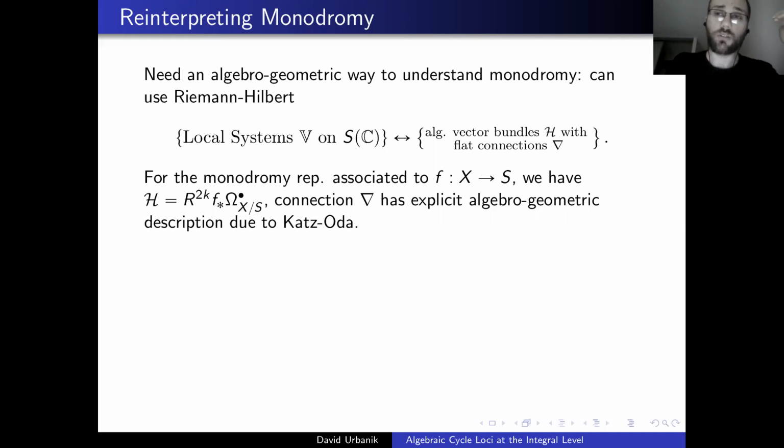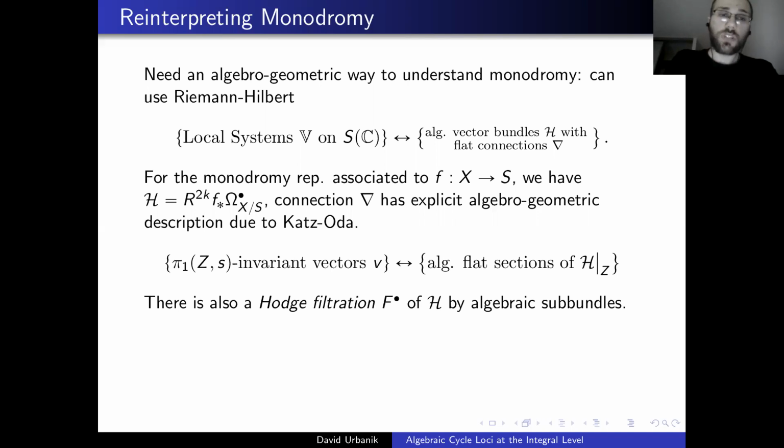Then you also want to consider the connection. The connection has a very explicit algebro-geometric description due to Katz and Oda. And the way this correspondence works is that given a local system, you can tensor with the sheaf of all analytic functions on S. That gives you a vector bundle, and you can prove it's algebraic. The reverse direction goes by starting with the algebraic vector bundle and taking the subsheaf of the analytification given by all flat sections, and that's the local system.